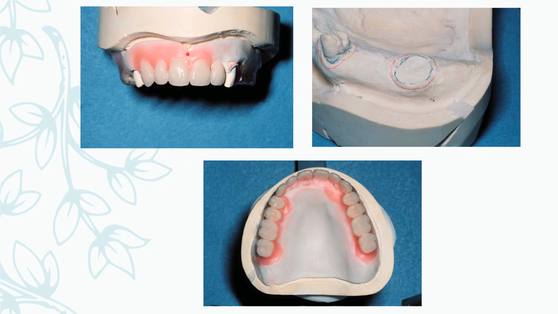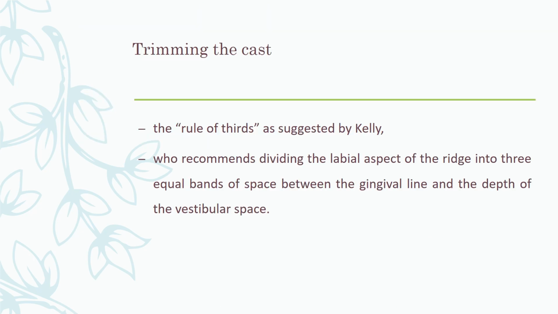Okay, so you can see that this was removed and the tooth placement was placed. So first doing the anterior, and then removal of the posterior, and then doing the full denture step by step. Okay, so trimming the cast.